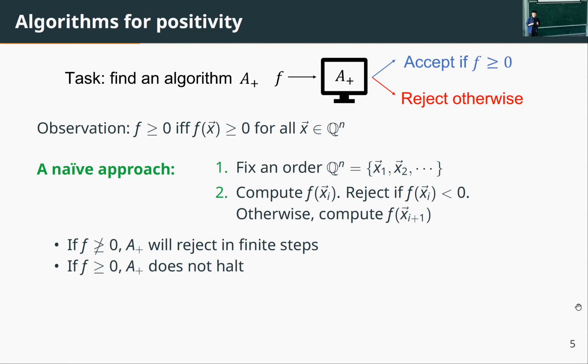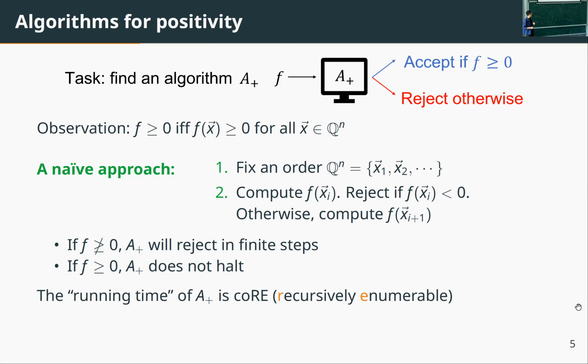So the punchline is that the running time of this algorithm is co-RE. The running time is somewhat non-standard, but an algorithm is RE if for a yes instance, your algorithm will accept in finite steps. But for a no instance, there's no such guarantee.